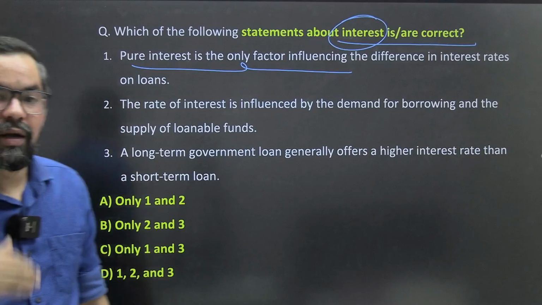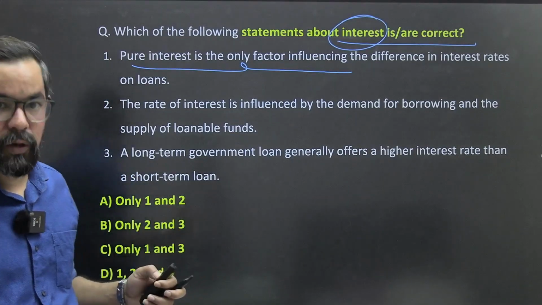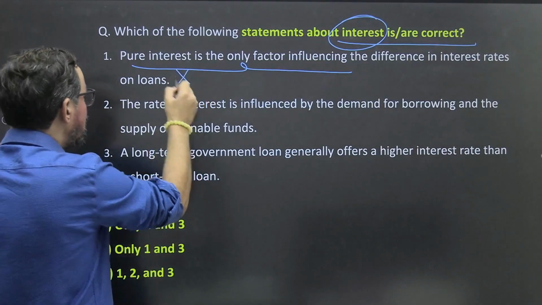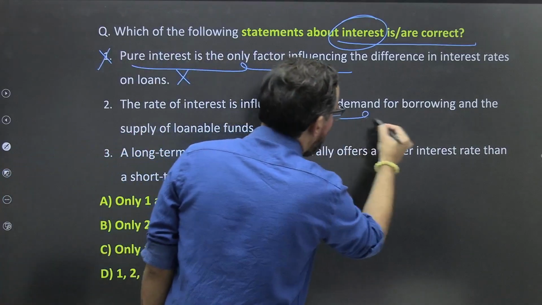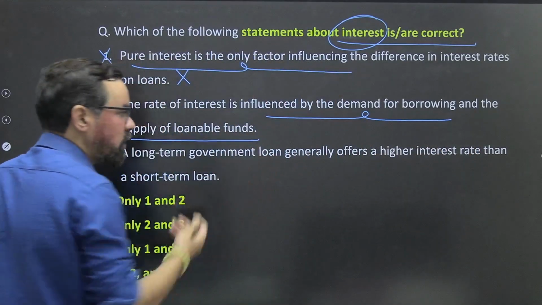like the risk involved in the investments, and all these are factors. Take the time value of money also, right? For how long we are depositing that particular money. So statement one is incorrect. The rate of interest is influenced by the demand for borrowings and the supply of loanable funds, 100% true.